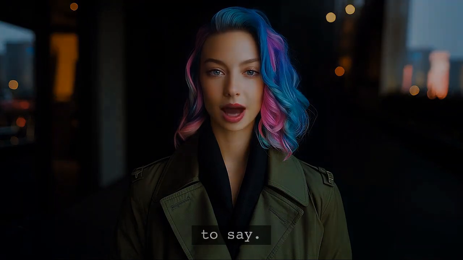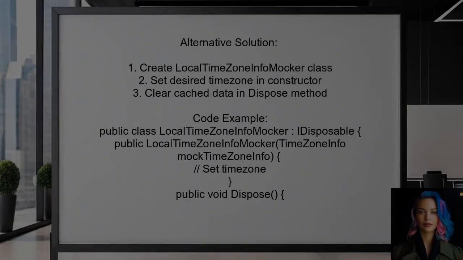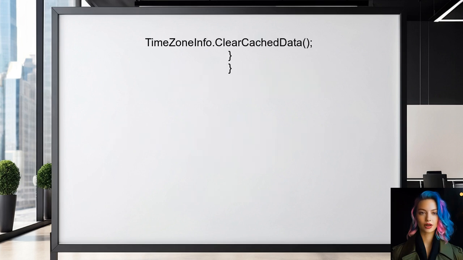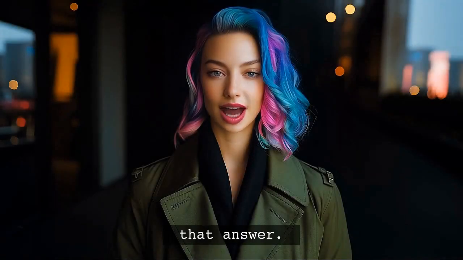Let's see what someone else had to say. One alternative approach involves creating a class called LocalTimeZoneInfoMocker. This class allows you to mock the local time zone by manipulating the cached time zone data. In the constructor, you set the desired time zone, and in the dispose method, you clear the cached data to ensure the changes take effect. That wraps up that answer. Let's move on to another one.